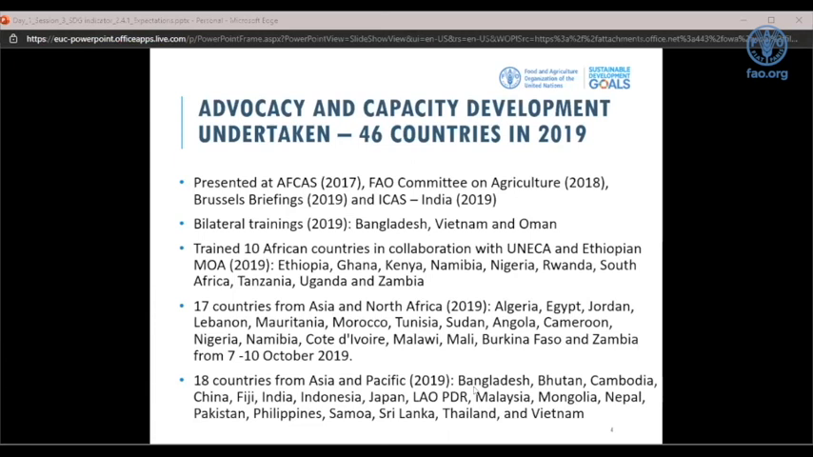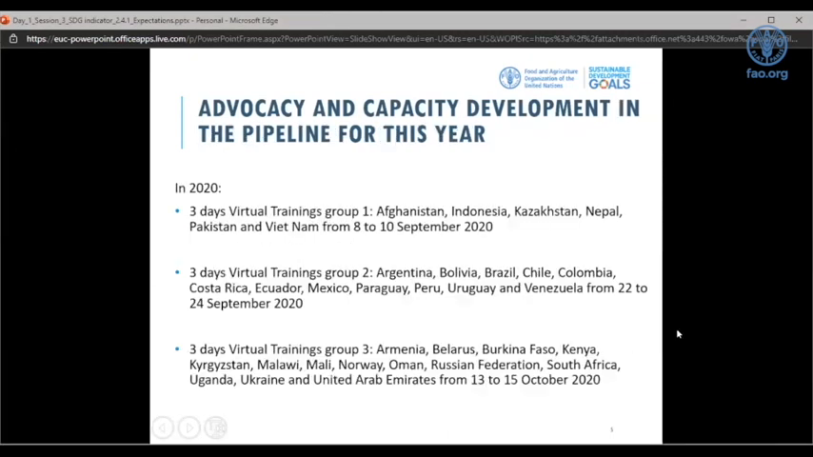So as you can see here, the name of Bangladesh is appearing time and again, both in the methodological development phase in terms of discussions and testing, as well as in terms of bilateral trainings that were conducted in 2019, and multilateral trainings for a group of countries in 2019 as well. In 2020, we organized 3 virtual trainings for Asia, Latin America, and African countries.